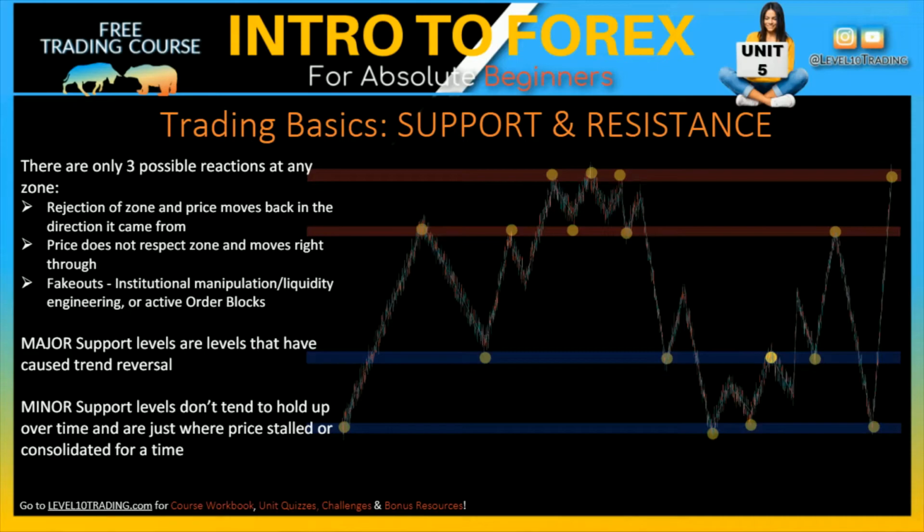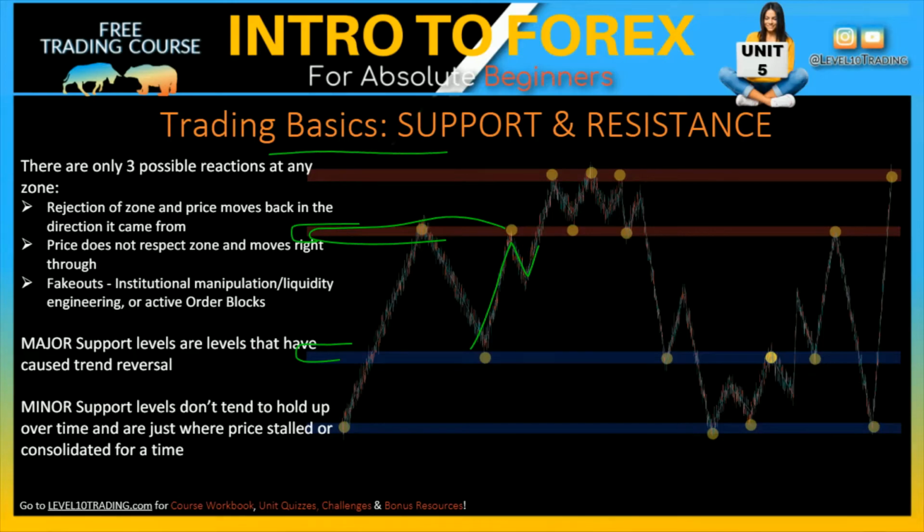You have support and resistance that are major and minor. Now, minor support and resistance levels don't tend to hold up. It's a level that can be marked because price did stall out at that zone or bounce off that level, but price is likely to eventually fall through or push past that minor level without much of a problem.